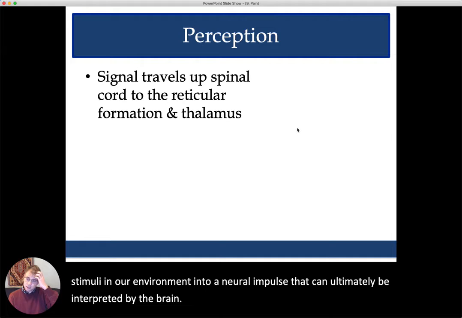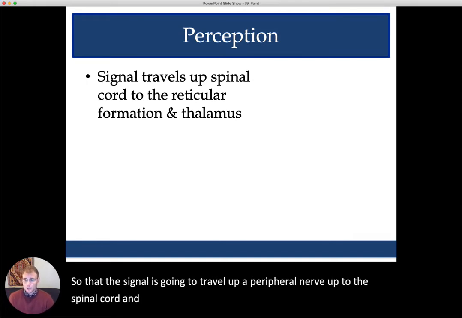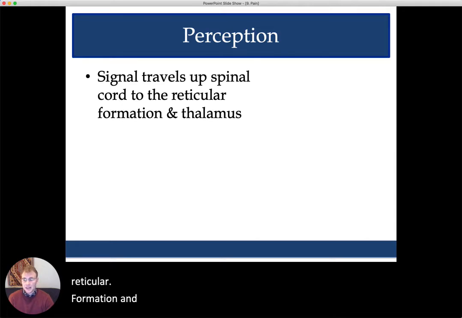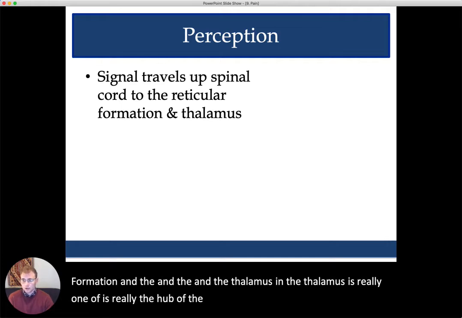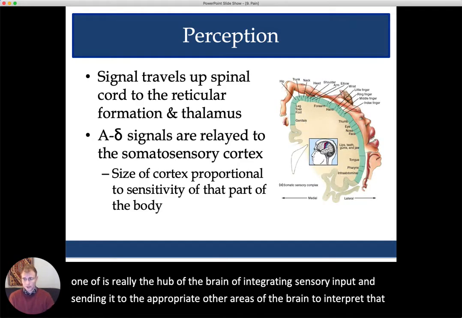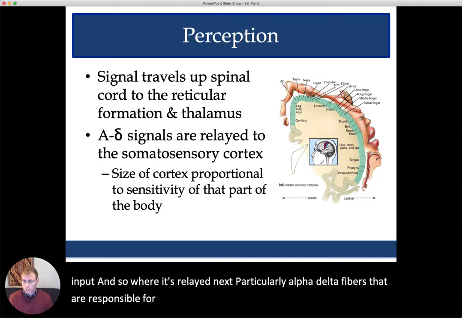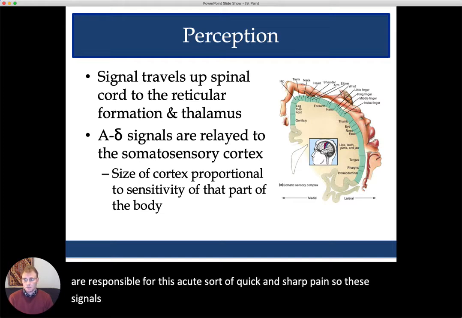Right, so the signal is going to travel up a peripheral nerve, up to the spinal cord, and eventually up to the brain, where it's going to reach the reticular formation and the thalamus. And the thalamus is really the hub of the brain, integrating sensory input and sending it to the appropriate other areas of the brain to interpret that input. And so where it's relayed next, particularly these alpha delta fibers that are responsible for this acute, quick and sharp pain, these signals are relayed to the somatosensory cortex.